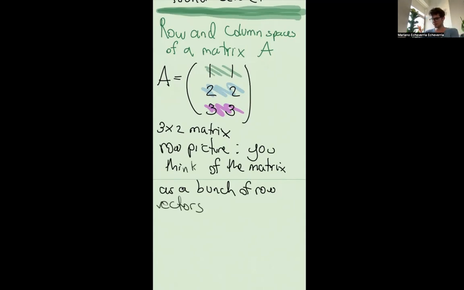So in this case, what's the first row vector? Let's call it R1 for row. So 1, 1, and then the second row vector is 2, 2, and the third row vector is 3, 3.